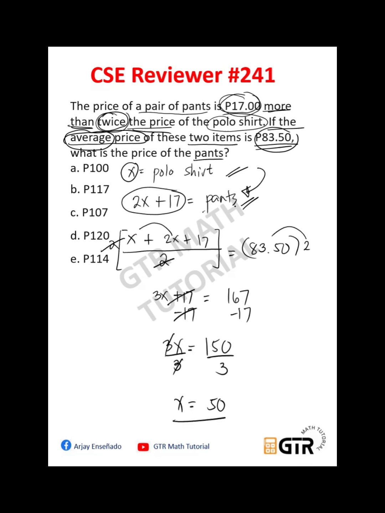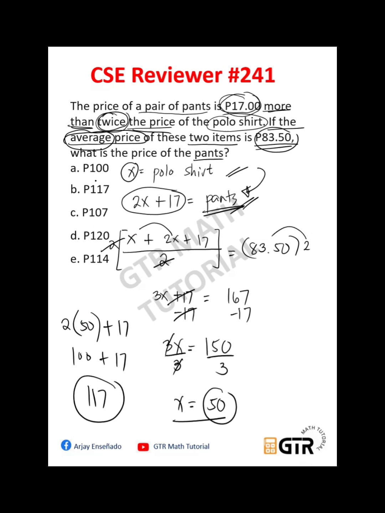And then to get the value of the pants, just substitute 50 for x in 2x plus 17. So therefore, we have 2 times the value of x, which is 50, and then plus 17. So 2 times 50 is 100, plus 17. The price of the pants is 117 pesos, and that is letter B.